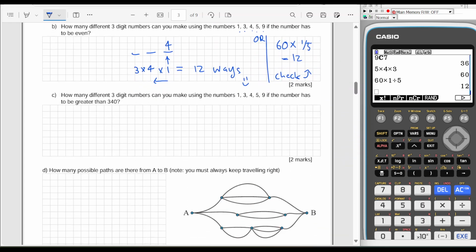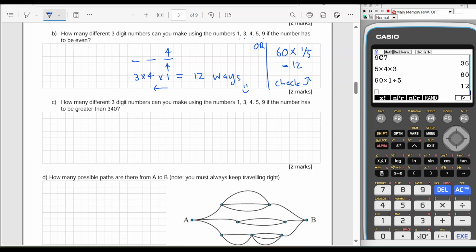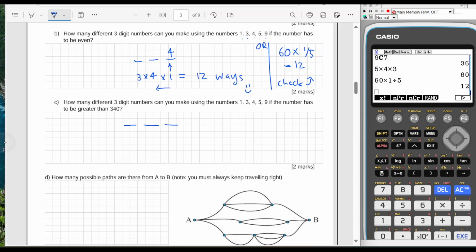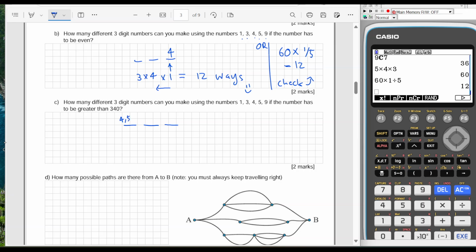Okay, the number has to be greater than 340. So that's a 3-digit number. We could have 4, 5, or 9 here. So there are 3 choices. I've used up one of my 5 numbers, so there's now 4 choices left. And then there's 3 choices left.